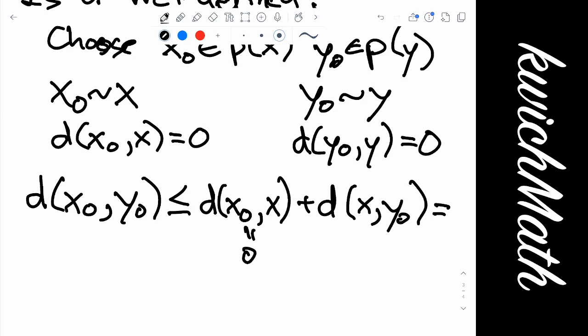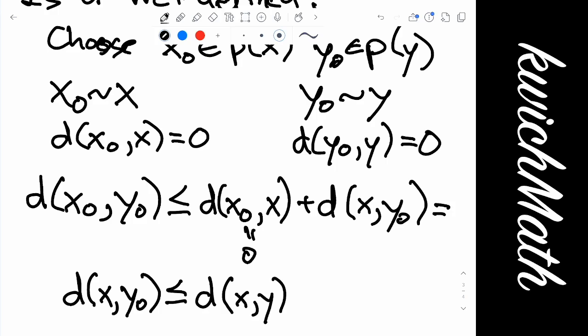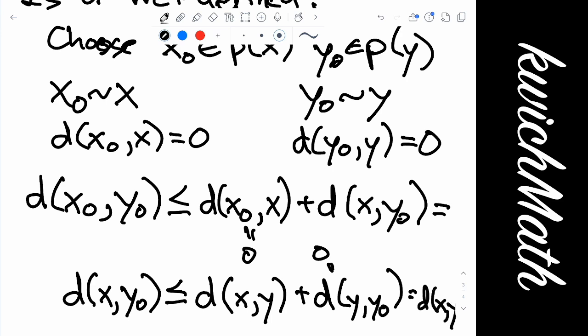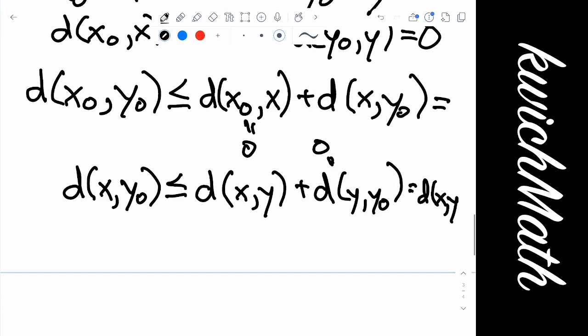This is 0. So what is this? This is simply the distance from x to y0. But then we can play this game once again, and this time we will insert y, take a detour to y. So this is greater than or equal to the distance from x to y plus the distance from y to y0. And again, this is also 0. So this is simply the distance from x to y.